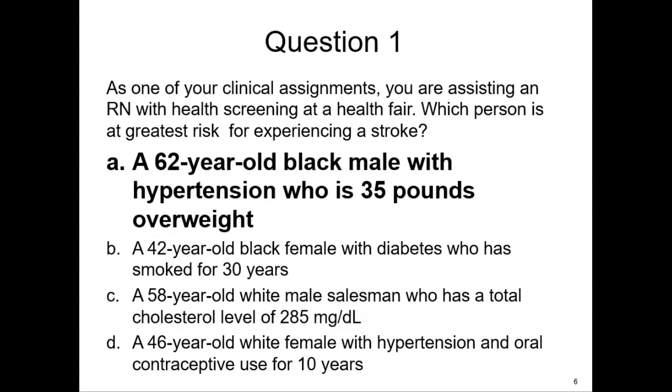All right, so this is the answer. It's a 62-year-old black male with hypertension who's 35 pounds overweight. Right, this guy has 5 risk factors: his age, his race, his gender, he's hypertensive, and he's overweight. Remember, the more risk factors, the more at risk the person is.